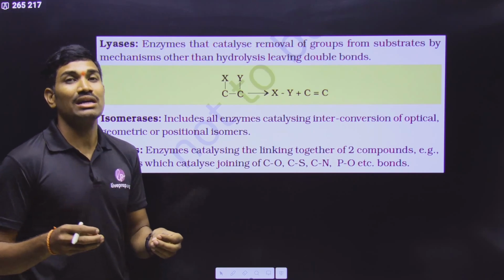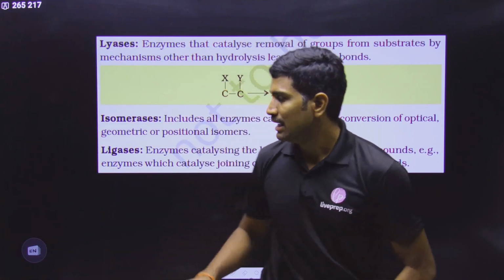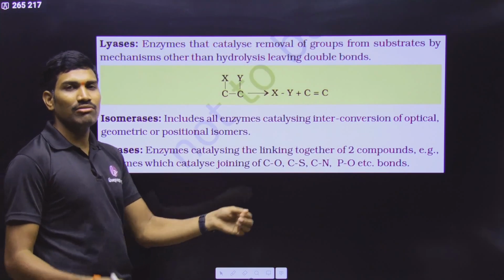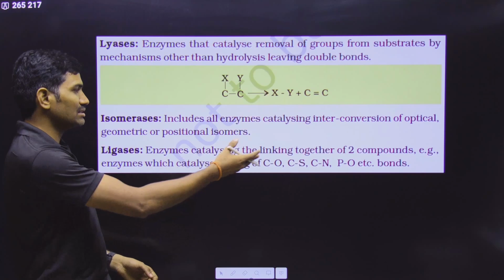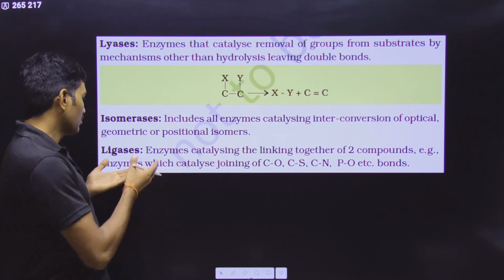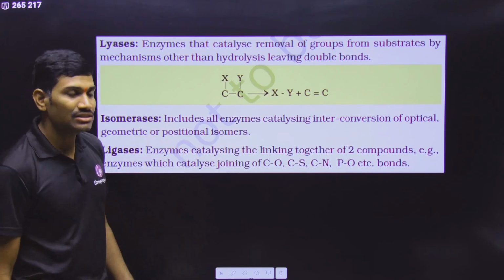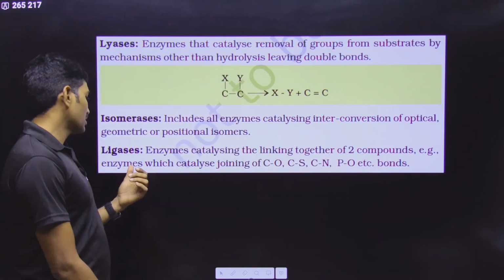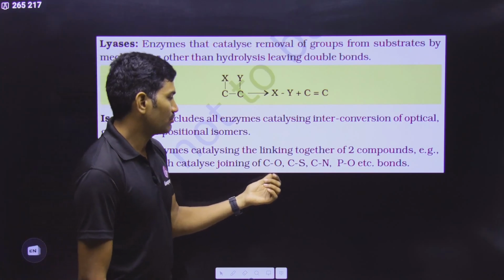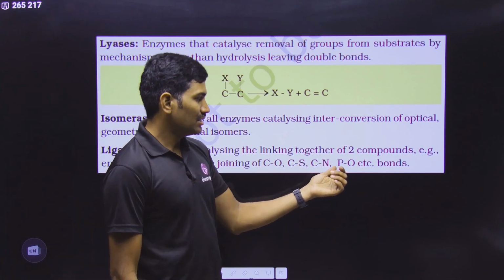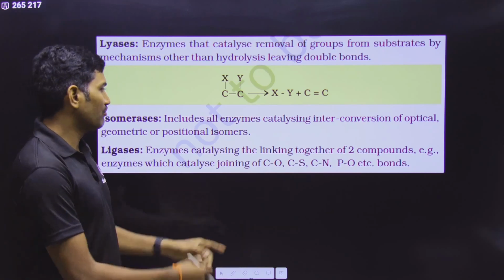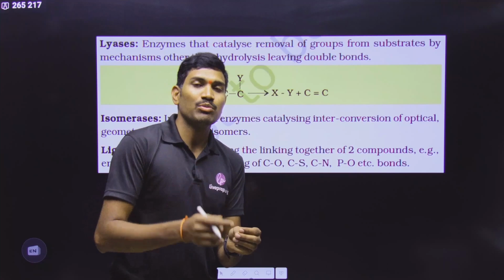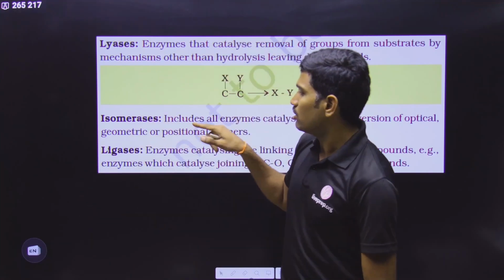Please understand the meaning of this word ligation, because in biotechnology also we will study this. Ligation means attachment. So now we understood the meaning. The enzymes that are involved in attachment of some compounds will come under the ligases group. Enzymes catalyzing the linking together of two compounds, like enzymes which catalyze the joining of C-O, C-S, C-N, P-O, etc. Likewise, they are attaching so that they are forming this type of bonds. In this way, if two compounds are attached, and an enzyme is involved in that process, that enzyme will belong to this ligases group.